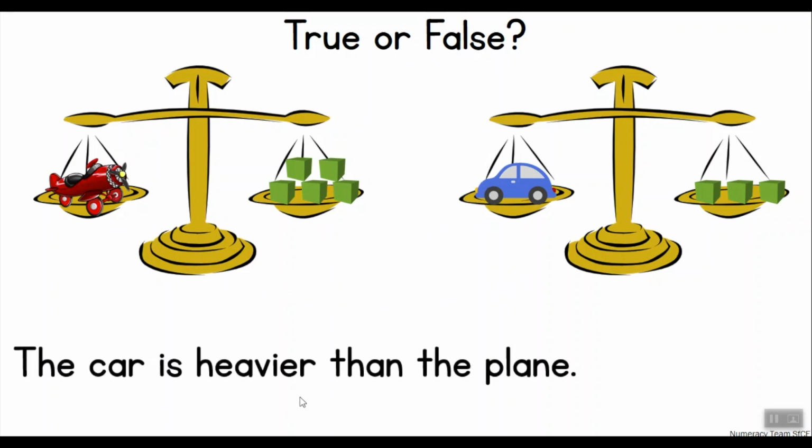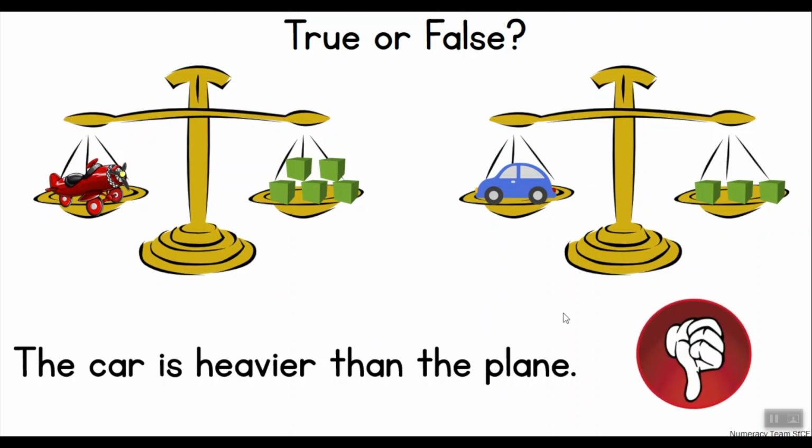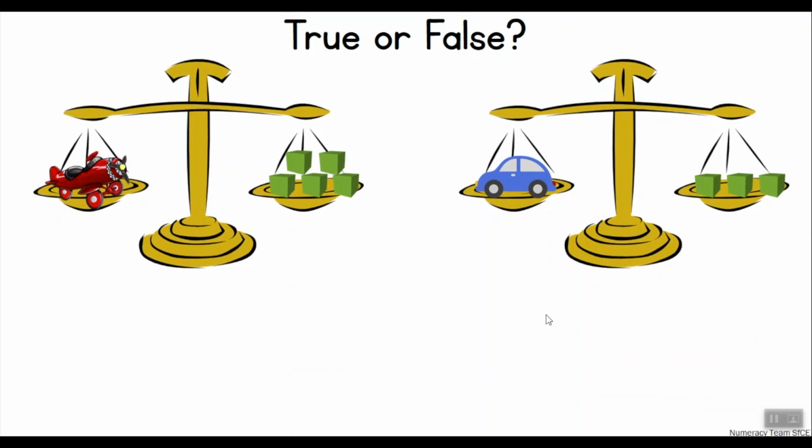The car is heavier than the plane. Keep in mind that we are weighing the objects in blocks. How many blocks does the car weigh? It weighs 3 blocks. And how much does the plane weigh? The plane weighs 5 blocks. So, going back to the statement, the car is heavier than the plane, is this statement true or false? It is false. Okay, let's move on to the next slide.